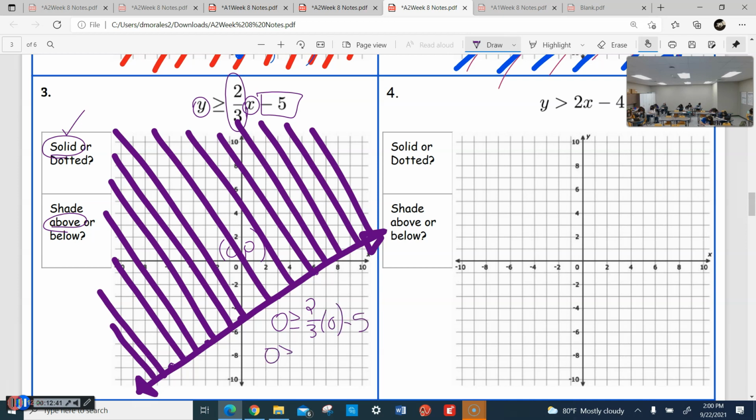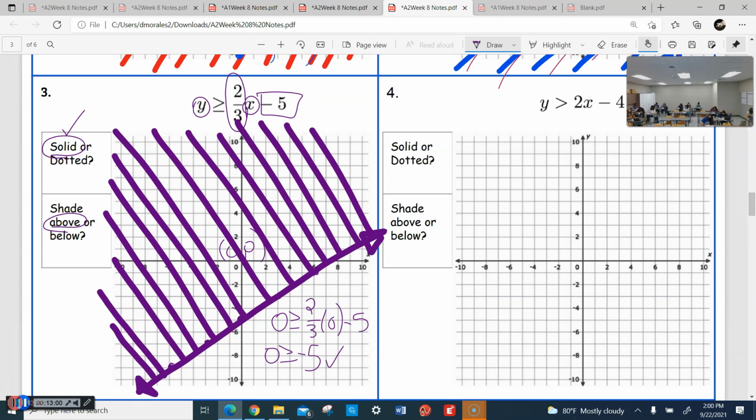If I simplify it, what's 2/3 times 0? 0 minus 5? True or false? 0 is greater than or equal to -5. True. 0 is bigger than every negative number. So I know I shaded in the right zone.